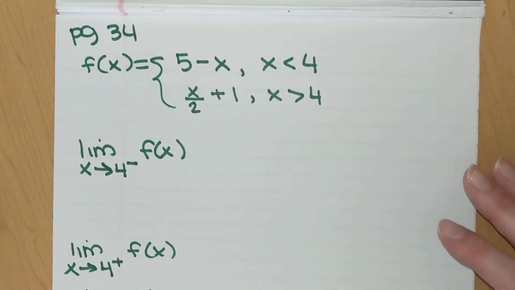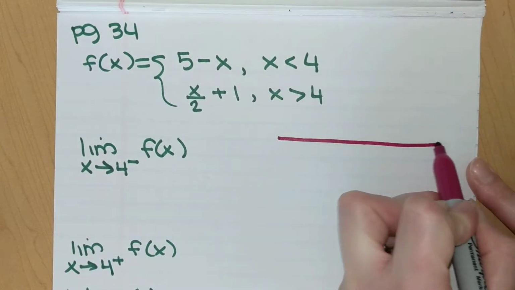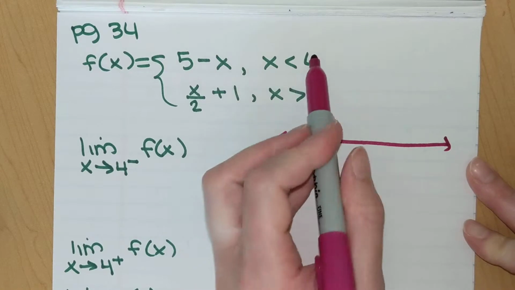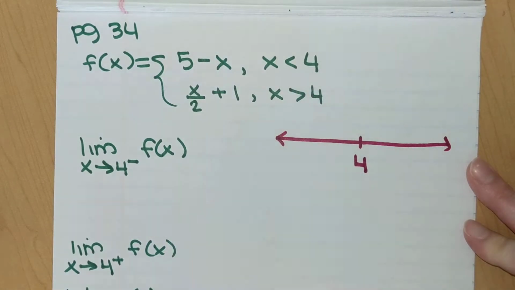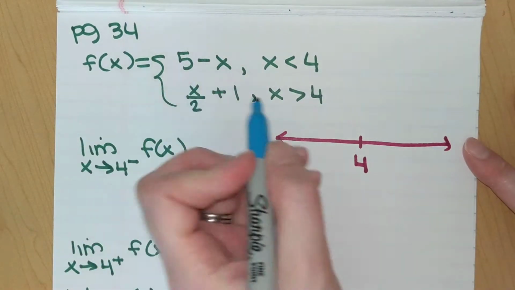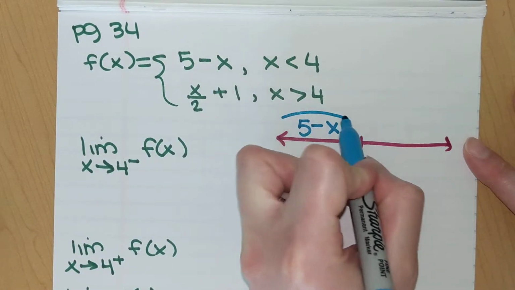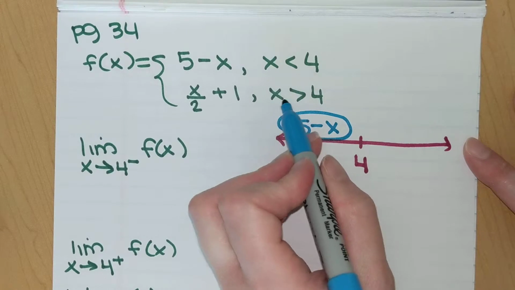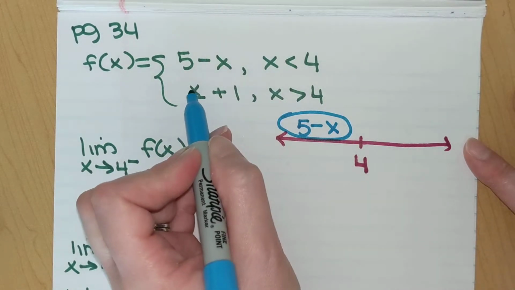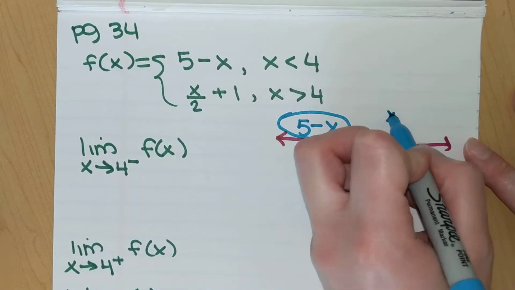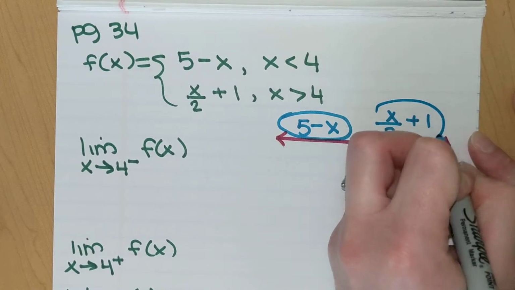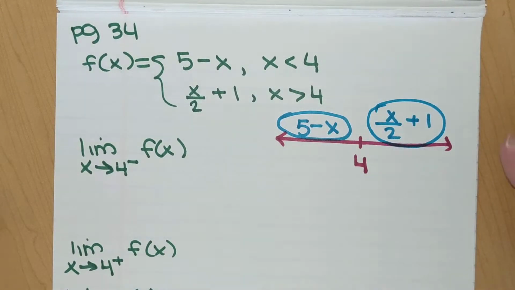Okay, so with a piecewise function, the first thing that I like to do is draw a little number line. Your split is happening at 4, and that tells you that to the left of 4, you're defined by this 5 minus x function. And then to the right of 4, when x is greater than 4, you're defined by this x over 2 plus 1 function.